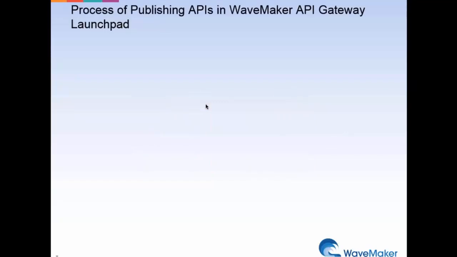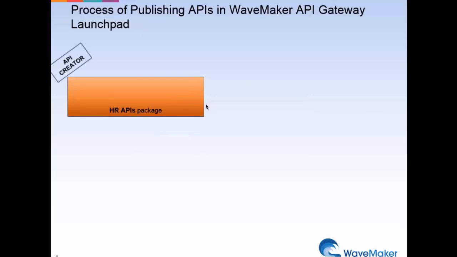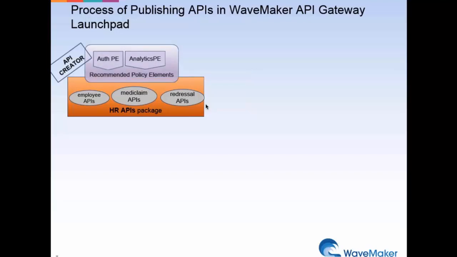This slide will primarily clarify how the publishing of an API in the WaveMaker API gateway happens. An API creator comes into the WaveMaker API launchpad and creates a package, in this case the HR API package. After creating the package, he uploads the necessary API docs, the Swagger docs, into this package, in this case employees, Mediclaim, and redressal APIs. Then he adds some recommended policy elements to this HR APIs package.